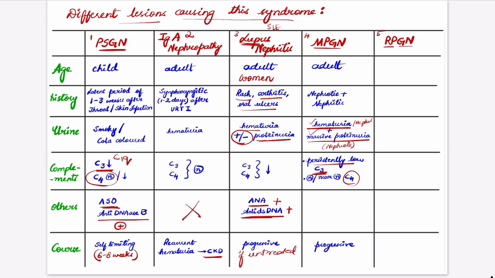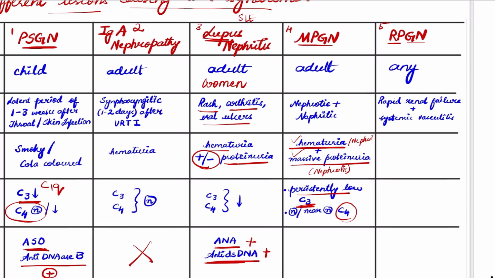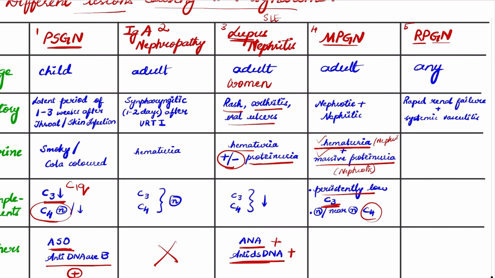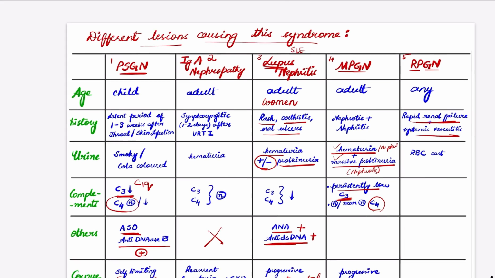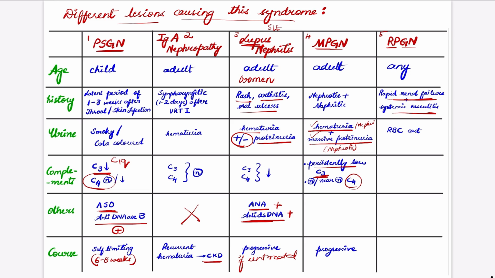Coming to rapidly progressive glomerulonephritis, it does not have any age specification and can occur at any age. The history is rapid, with a rapid course, rapid renal failure, and systemic vasculitis. In the urine findings, we find RBC casts. Rapidly progressive glomerulonephritis has RBC casts.